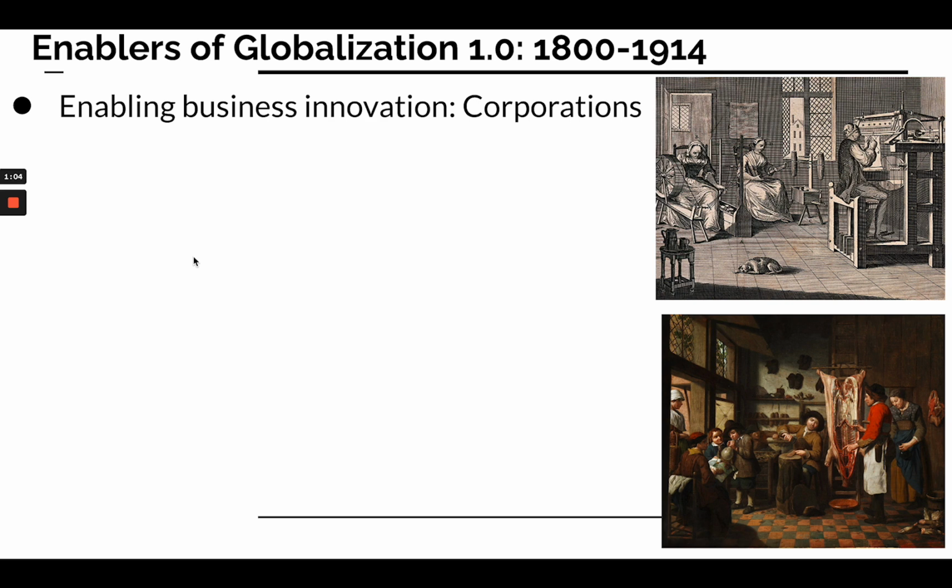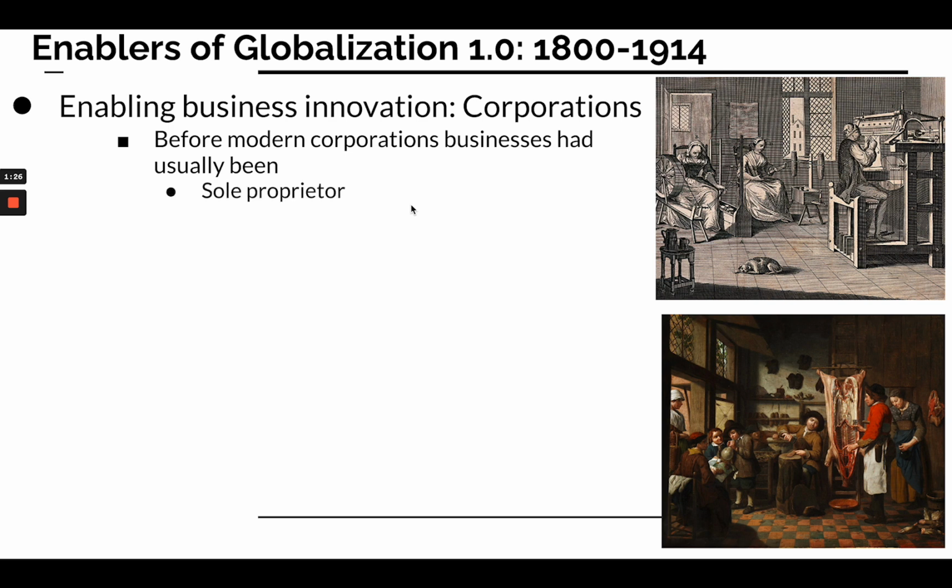The first business innovation that enabled globalization was the corporation, or at least the first that we will address is the corporation. Prior to the emergence of the modern corporation, businesses had usually been what would be called a sole proprietor in many cases, which means there is one owner associated with the business. Often the business will bear that person's name.